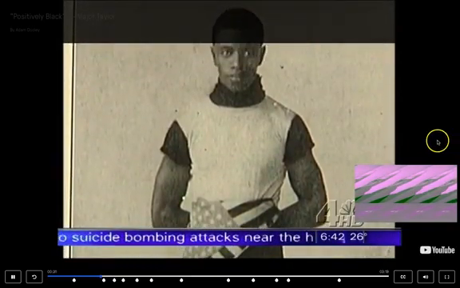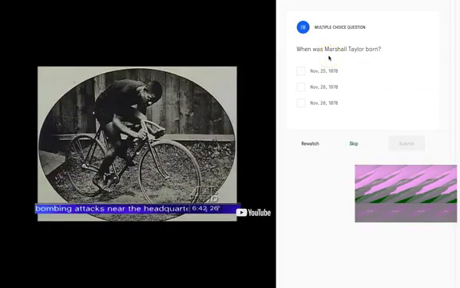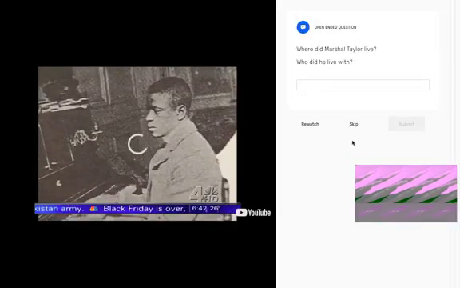Marshall W. Taylor was born November 26, 1878. So when was Marshall Taylor born? November 25th, 1878, November 26th, 1978, or November 26th, 1878? He lived in rural Indianapolis with his parents and 7 siblings until age 8 when the wealthy white... So where did Marshall Taylor live, and who did he live with? So what city and whom did he live with?